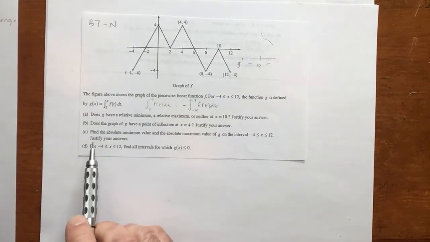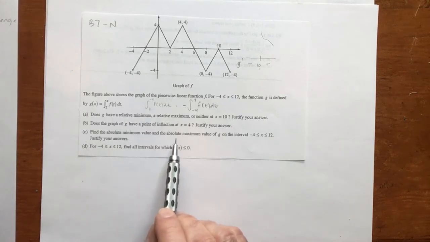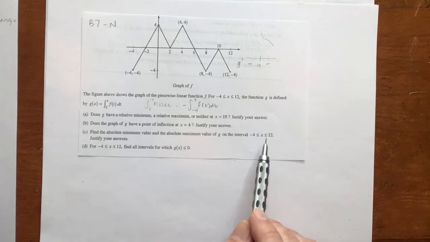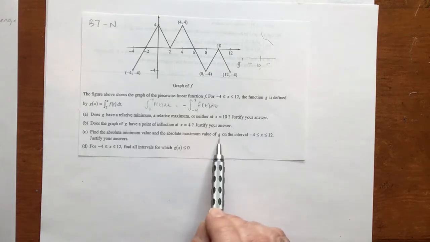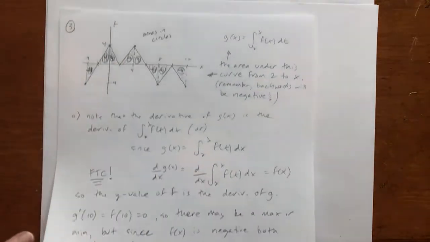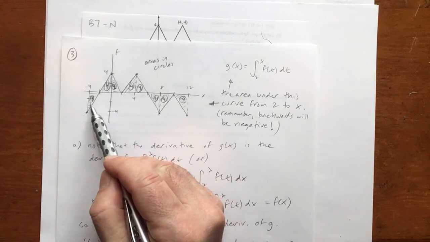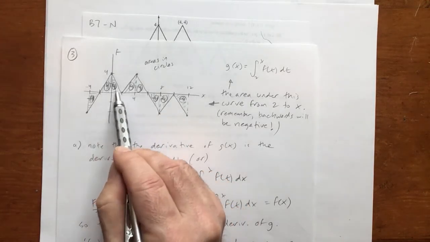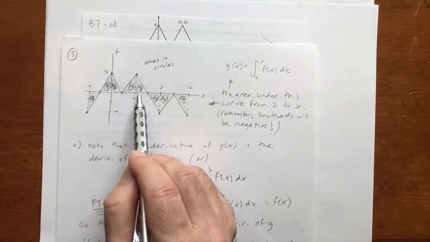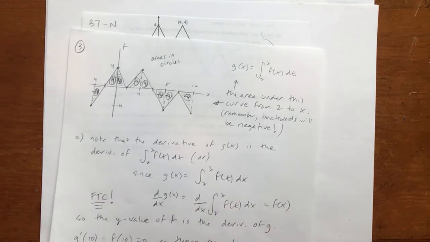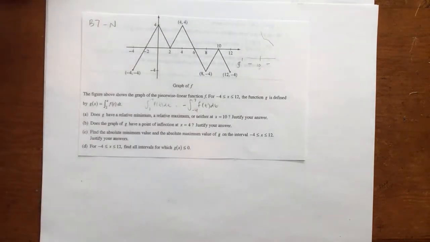Part C. Find the absolute minimum value and the absolute maximum value on this closed interval. So this is the value of g. Note, one of the first things I did is I found the area under each part, and I just broke it down into little triangles, and they nicely happen to have areas of 4 or negative 4. Once again, it's just 1/2 base times height, and we're going to use that on this part.